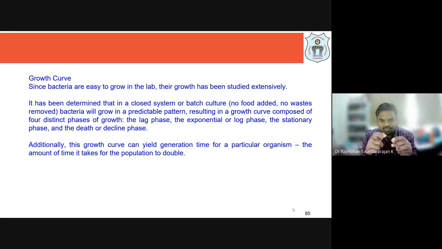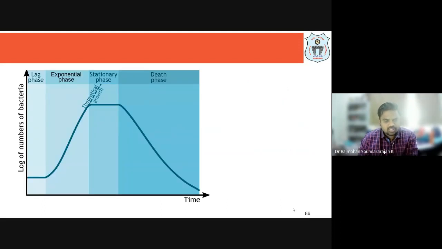Also, this growth curve will give you the generation time for a particular organism. By plotting a graph, you'll be able to find out the generation time, that is, how much time it takes for a population of microorganisms to double or multiply in number, right? So that also will be known when you are plotting the growth curve. Okay, so we have seen this in the growth kinetics.